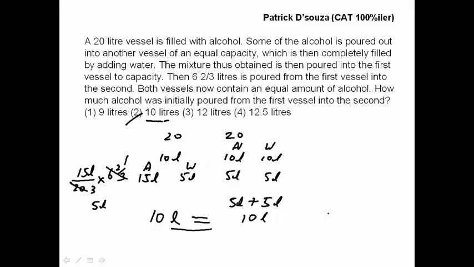I hope this is clear and you understand the importance of using options. This is a sum that came under CAT 15, a similar sum, and this is how the approach should be.